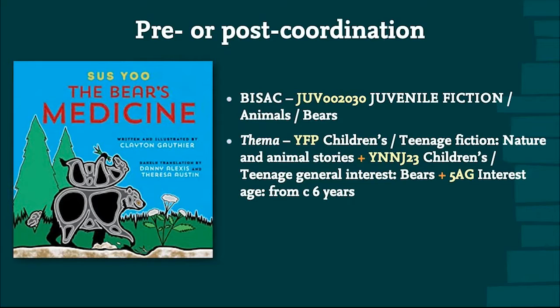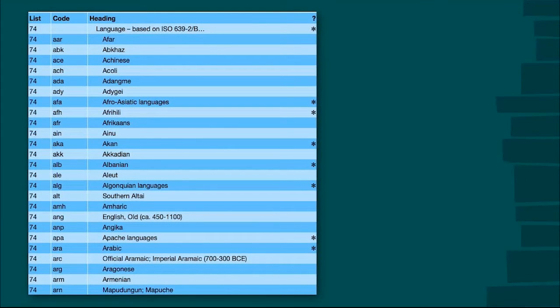I've done a simple example. Obviously this book can have more than one BISAC code, and can have multiple Thema codes. So I've taken one BISAC code, juvenile fiction, animals, bears, that's a code meaning one thing. And giving the Thema equivalent, Thema has a children's fiction code for nature and animal stories, but we can qualify that by also saying, Thema allows you to use mixed fiction and non-fiction codes to give greater meaning to fiction. So this is about bears, and we have an age qualifier to allow you to say what age group it's suitable for.